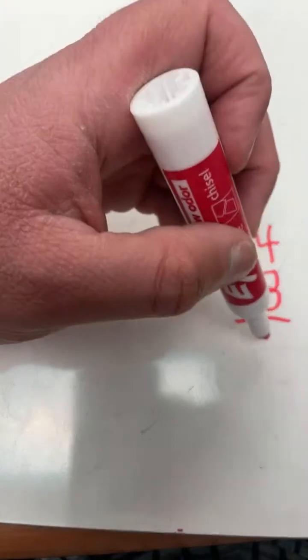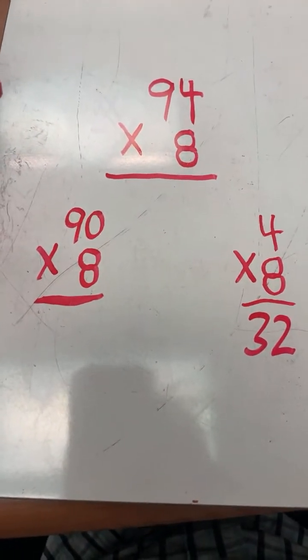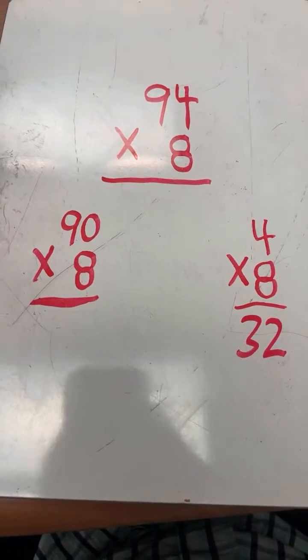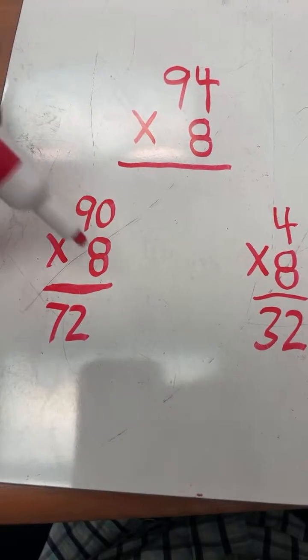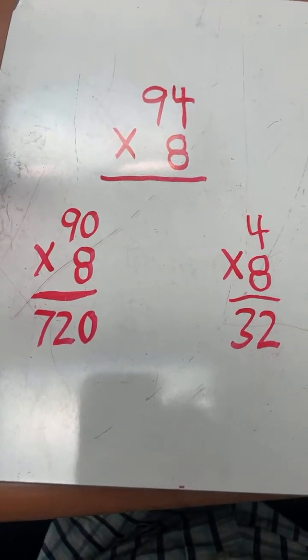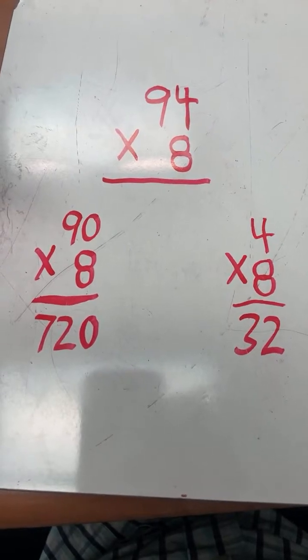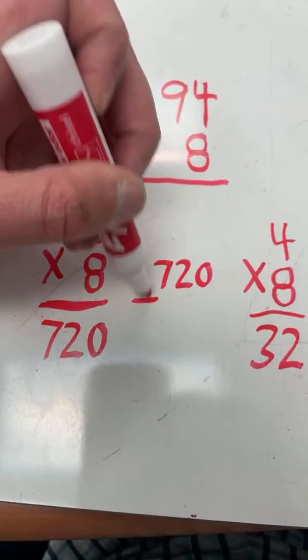So 4 times 8 equals 32. To get the answer to 90 times 8, we're going to multiply 9 times 8 and add a 0 to our answer. So 9 times 8 equals 72. If we add a 0 to our answer, that 72 becomes 720. Now to find out our answer to 94 times 8, we have to add 720 plus 32.